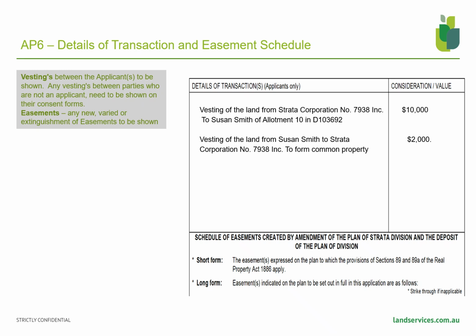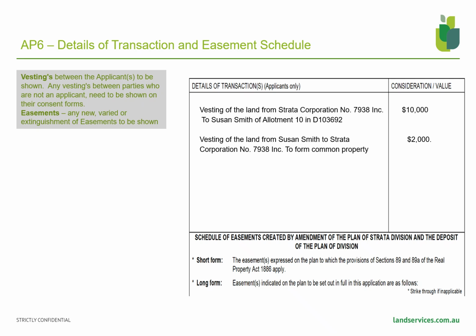With an AP6, the vestings need to be shown in the details of transaction panel. The vestings between the applicants and the unit holders will need to be shown here and on any relevant consent forms that are attached. If there are any vestings between unit holders who are not an applicant, then the vestings need to be shown in their consent forms only.